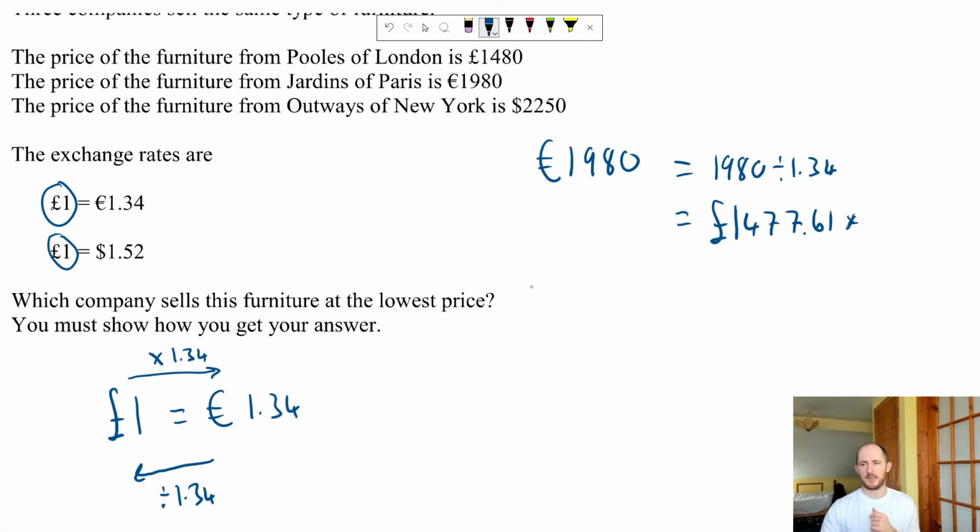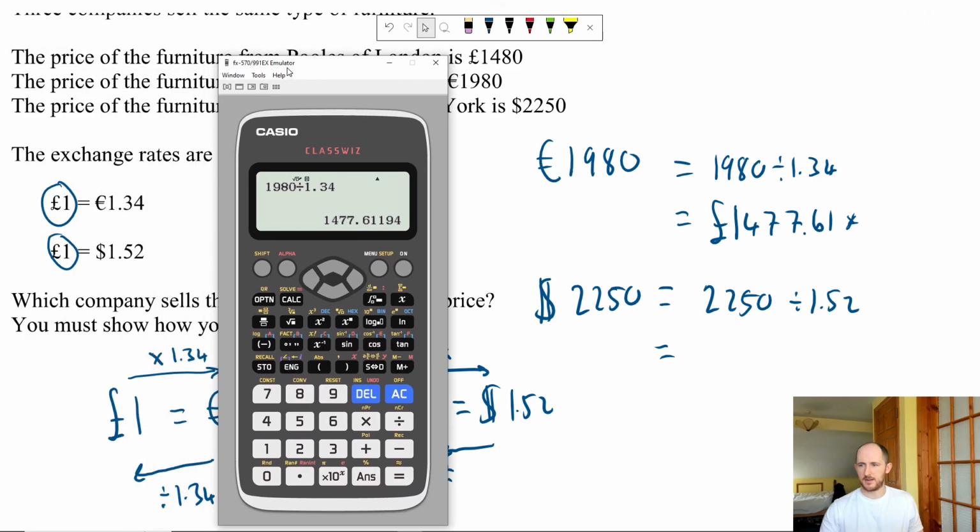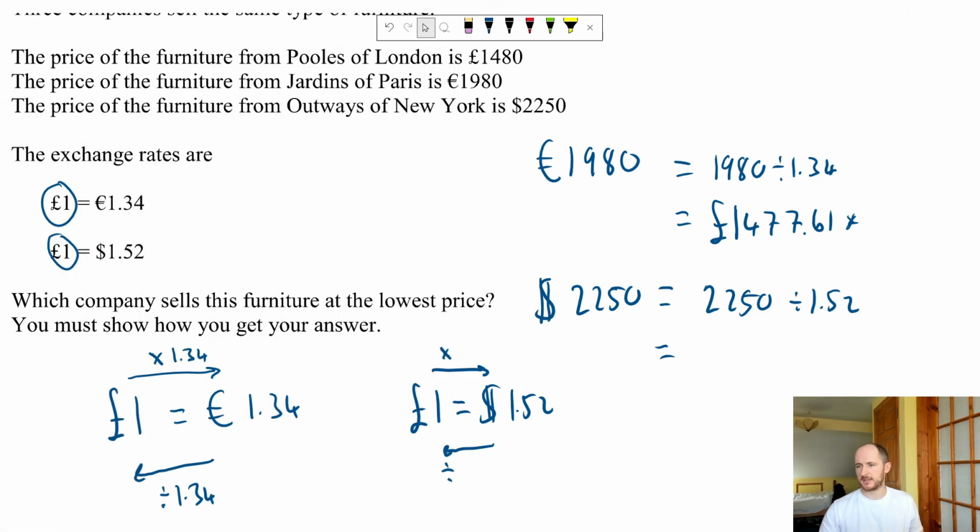Now with the dollars, it would be a good idea for you guys to maybe pause the video for a second and just ask yourself what you would do. Would you times by the exchange rate, or would you divide by it? So again, pause just for a second while I write this out, have a think. So again, going with it, we're going to times, going against it, we're going to divide. So we're going in the opposite direction back to pounds, so we're going to again divide by $1.52. So again, get our calculators out. So 2250 divided by $1.52 gives me probably another ugly number, 1480.26.